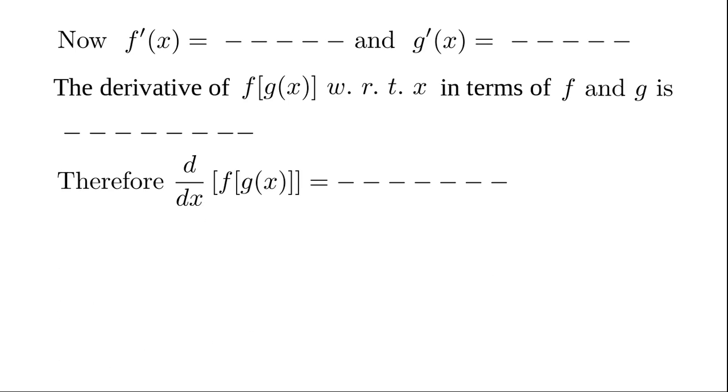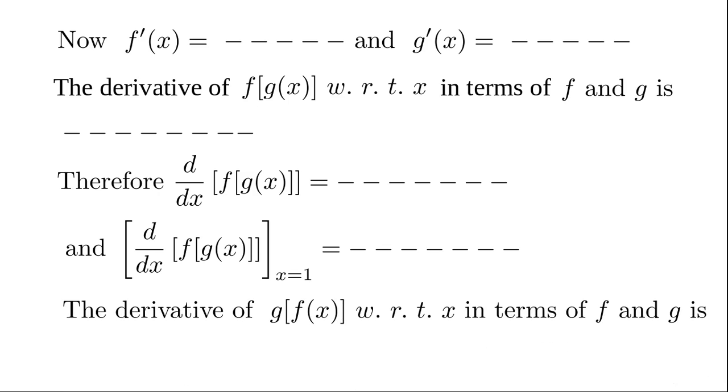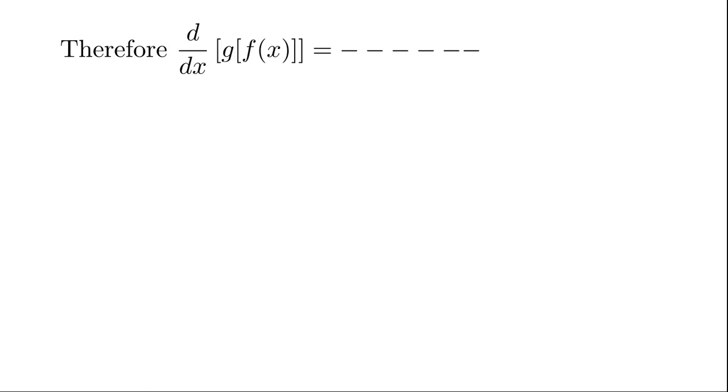Therefore, the derivative of f of g of x, we have to fill in this blank, and in this derivative we have to put x equal to 1. That means you are asked to find the derivative value of d by dx of f of g of x. And next you are asked to find the derivative of g of f of x with respect to x in terms of f and g. This blank is to be filled.